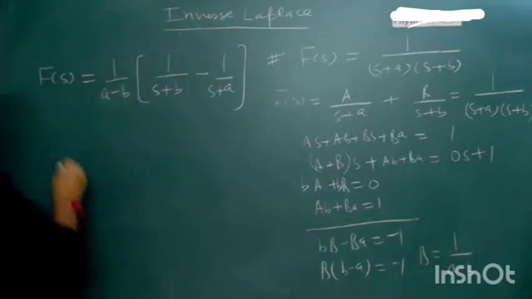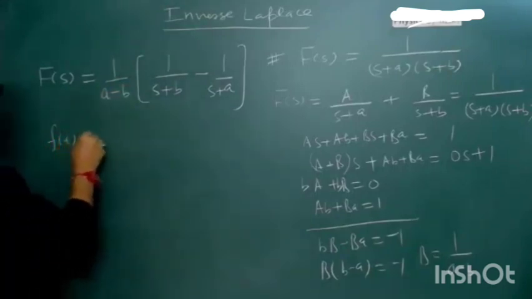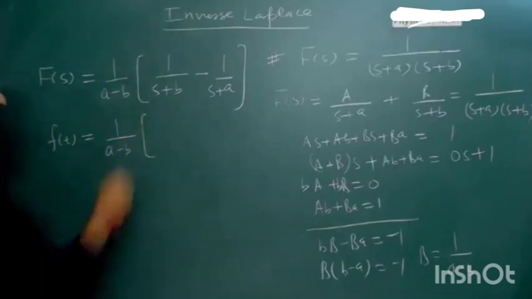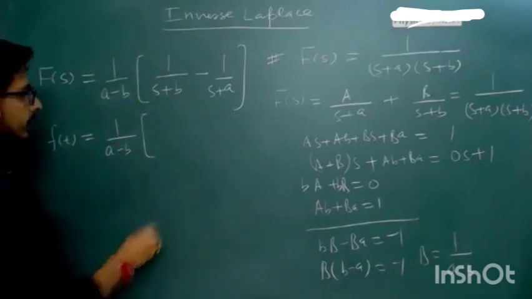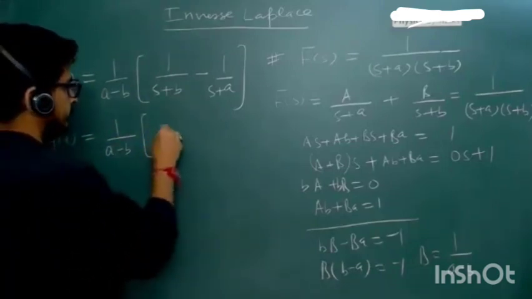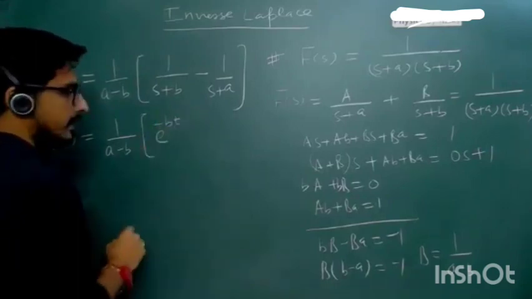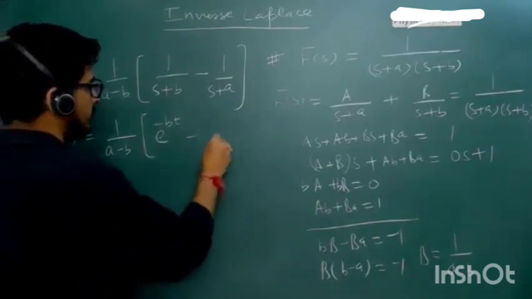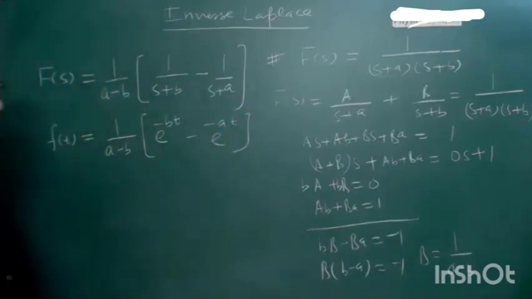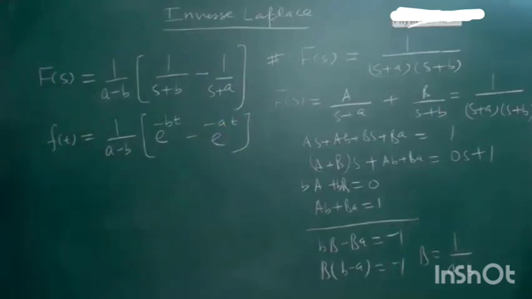So if I write f of t, it will become 1 upon a minus b, and now you can see from here it will become e to the power minus bt minus e to the power minus at. So this is the answer. Okay. So such questions we will be able to do.